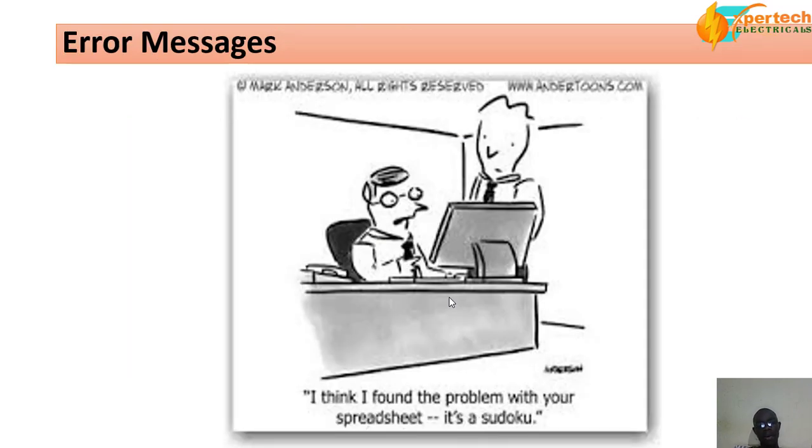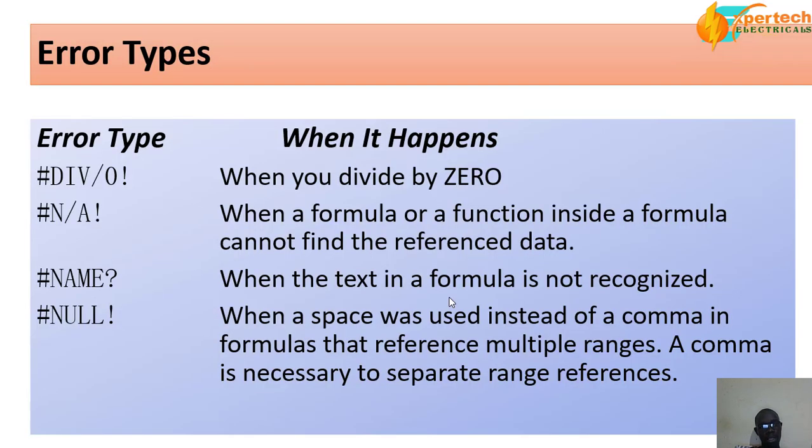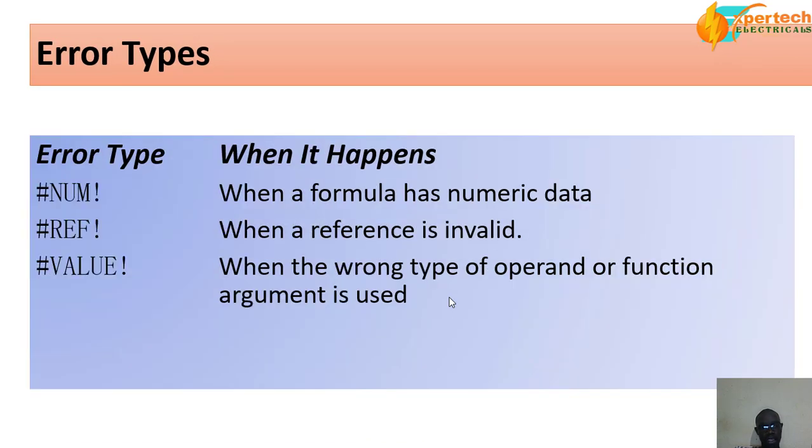Then we want to get some of the error messages. So what are some of the error messages that can occur? One is when you divide a number by a 0. Another is when a formula or a function inside a formula cannot find the referenced data. Another is when the text in a formula is not recognized. Another example is when a space was used instead of a comma in formulas that reference multiple ranges. A comma is necessary to separate range references.